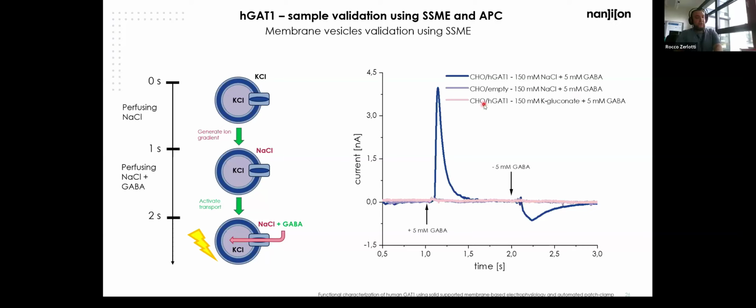And then here I just did an accessory test. I wanted to see that we needed sodium and chloride to have these currents. So I took again our vesicles with GAT1, perfused with a solution without sodium, without chloride, and GABA, and again I didn't see any current.